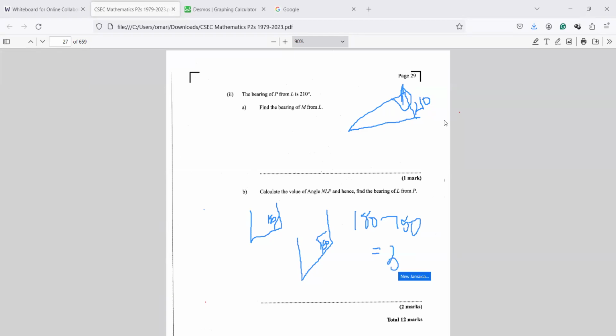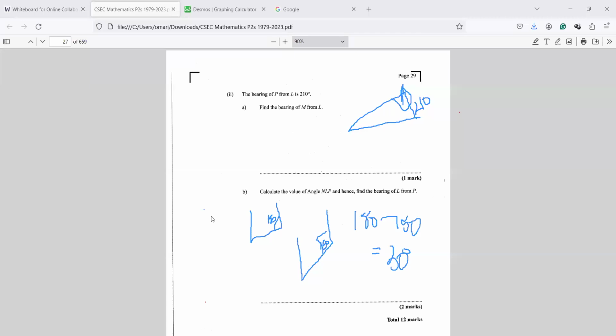So again, guys, pay attention to what you're being asked. And remember, don't forget your units. So this is a 2023 past paper.